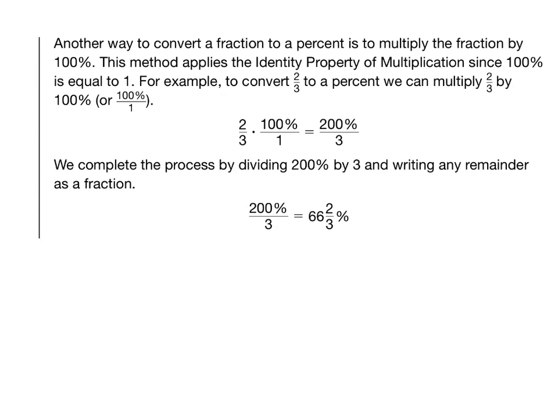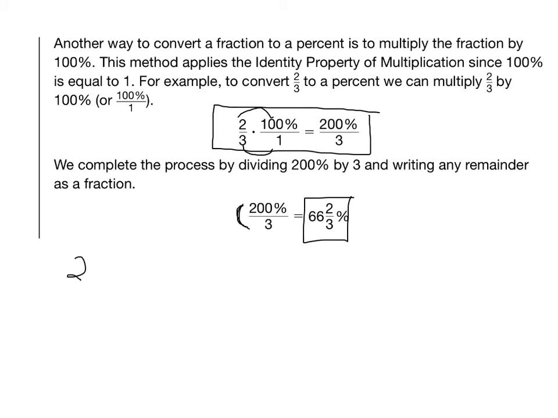All right, so another way, you want to write this down, another way to convert a fraction to a percent is to multiply the fraction by 100%. Okay, so let's take 2/3 and let's multiply that fraction by 100 over 1, 100% over 1. I multiply the top and I get 200%, and the bottom I get 3. But now I have to divide that out. And when I take 200% and I divide it by 3, I get 66 2/3%. And that's the way I can take 2/3, and that equals 66 2/3%.